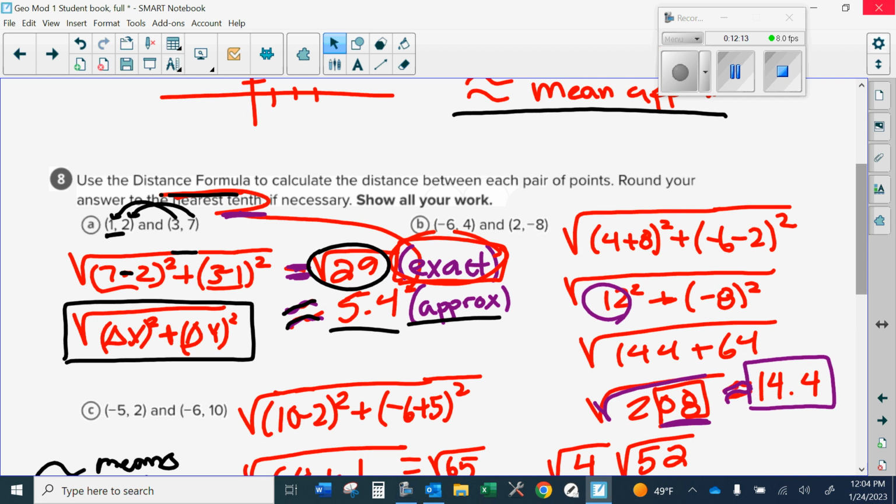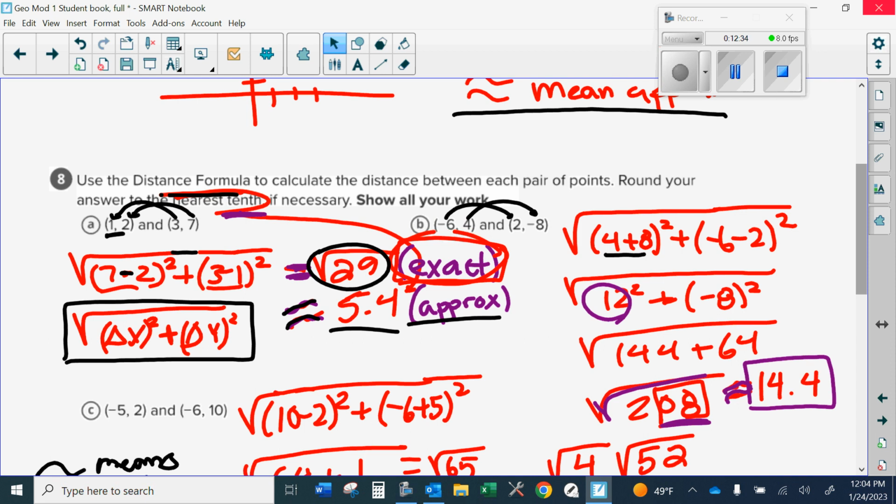So there I went left minus right. I could go right minus left. And the other key is you match up the x coordinate with the x coordinate and y with y. It doesn't matter which direction you go. Okay. So here 4 minus negative 8 makes it 4 plus 8. And here negative 6 minus 2 is negative 8 squared. Okay, so you got 12 squared and negative 8 squared.